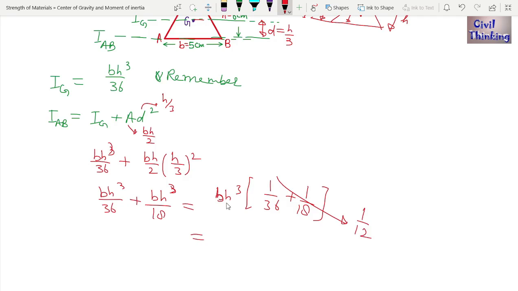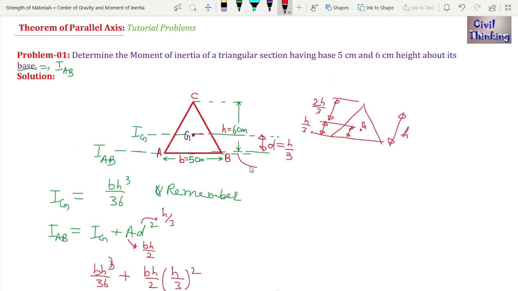So all of this is BH cube multiplied by 1 upon 12, or BH cube divided by 12. So this is the moment of inertia about the base AB. IAB is BH cube divided by 12.